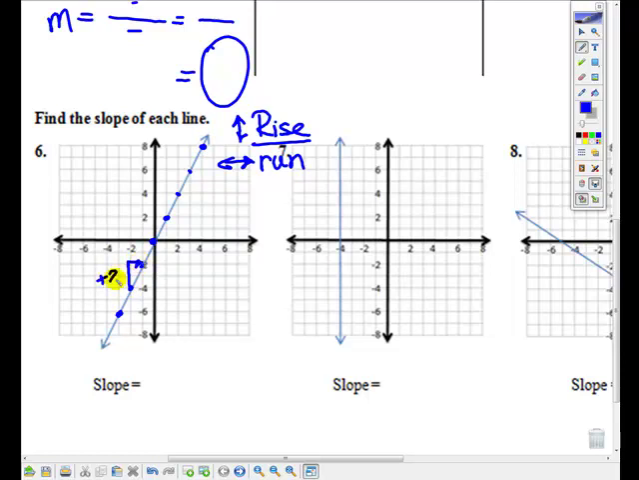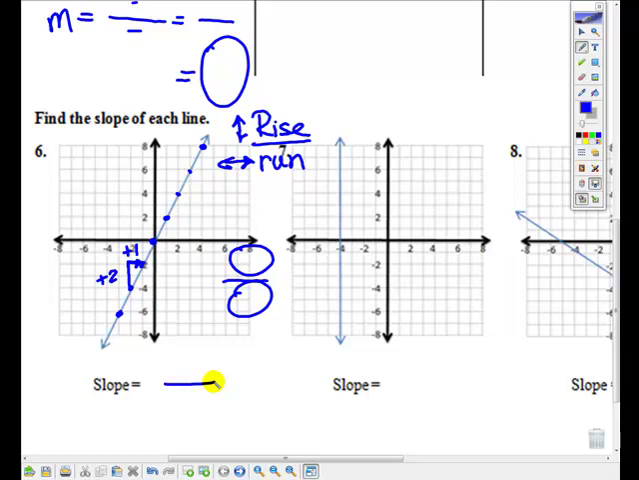Notice that we went up 2 and we went to the right 1, so that's a positive 1, a positive 2. You simply would need to know which one of those is your rise and have it go on top, which one of those is your run, have it go on bottom. Put your answer there in its simplest form.